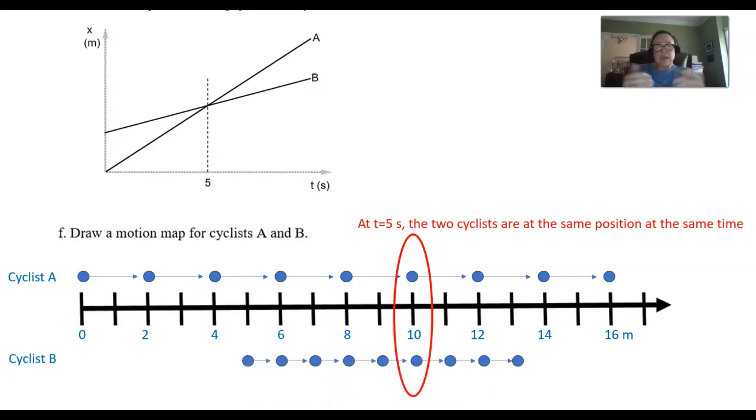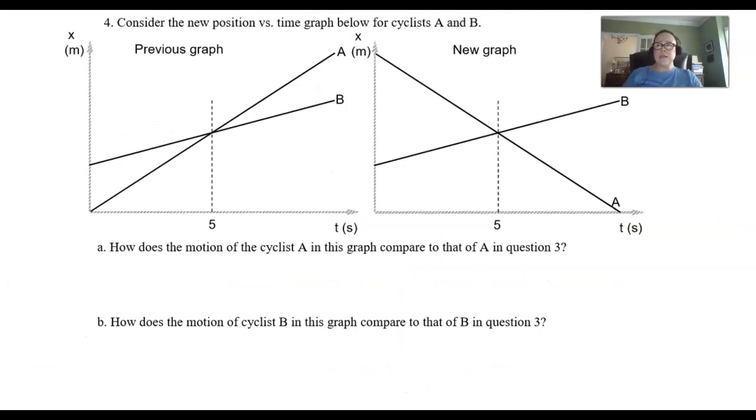And since I decided, in order to show B moving slower, I just arbitrarily chose a speed of 1 meter per second. The dots for cyclist B are 1 meter apart. The velocity vectors for cyclist B also point to the right because B is also going in the positive direction, and B's arrows are all the same length because B is moving at a constant speed. So I think we got a motion map that represents the same type of motion that we saw in the position versus time graph. Let's go on to number 4.